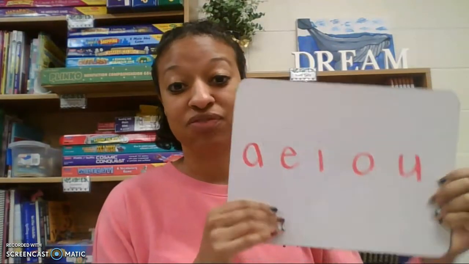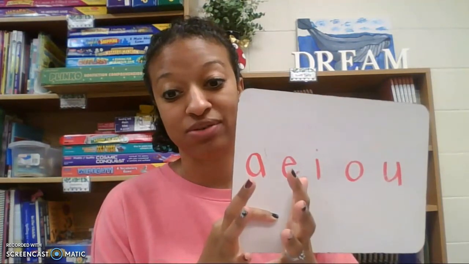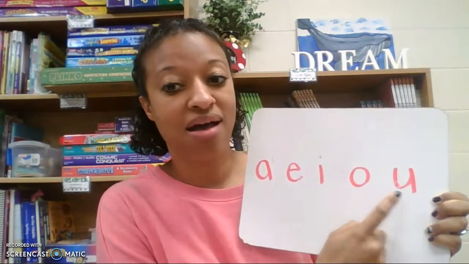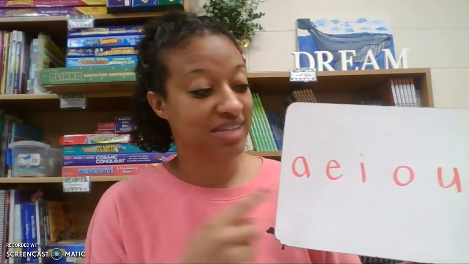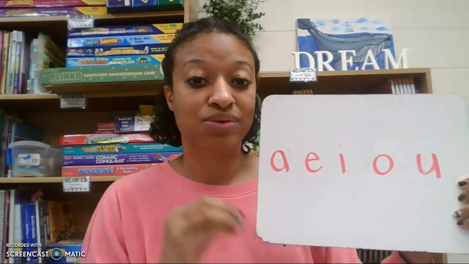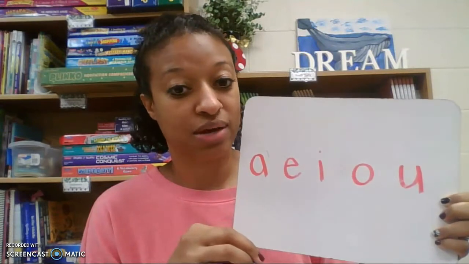The first thing we need to remember is our vowels, which are A, E, I, O, U. Sometimes our vowels make short vowel sounds, sometimes they make long vowel sounds. What are my short vowel sounds? A, E, I, O, U. What are my long vowel sounds? A, E, I, O, U. In long vowel silent E syllable patterned words, it will make a long vowel sound.